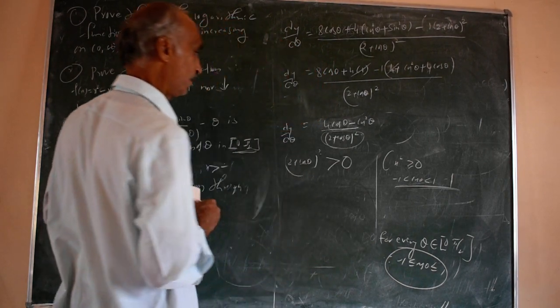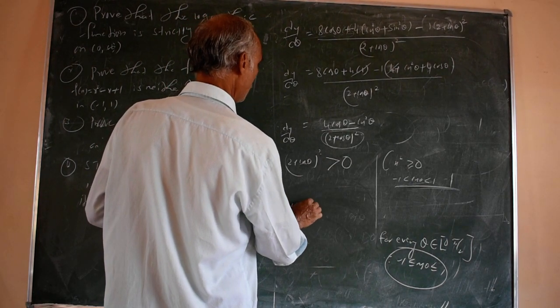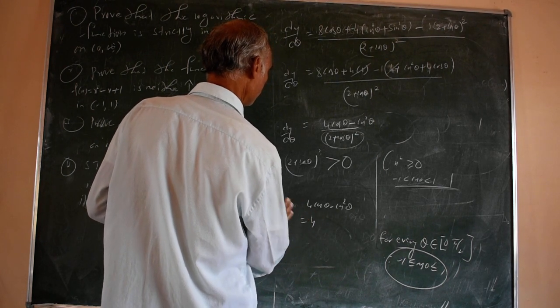Okay, do I have to erase all this? So, erase it and set. Now, 4 minus cos theta minus cos square theta equals to 4 common.